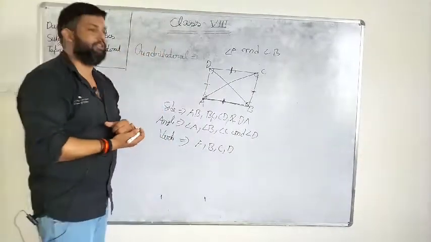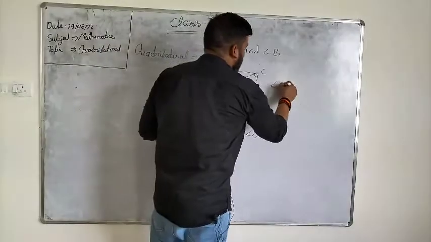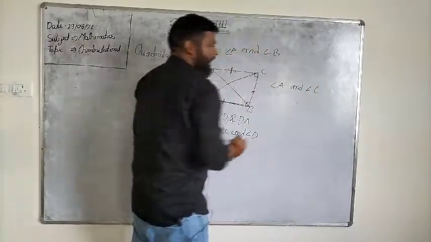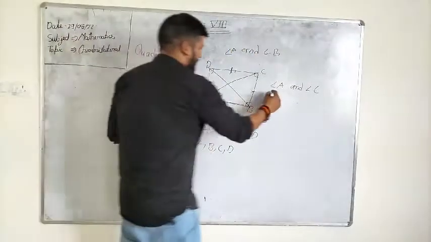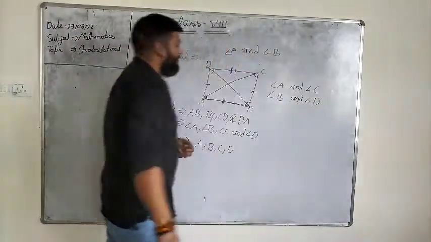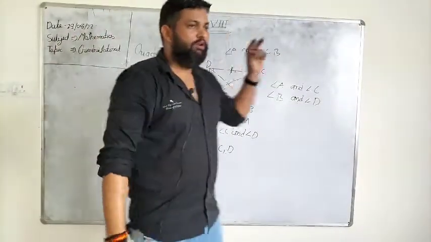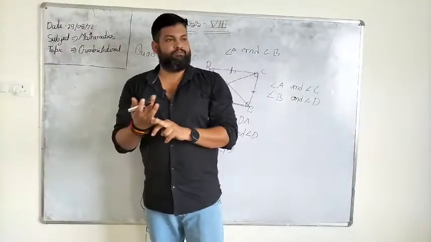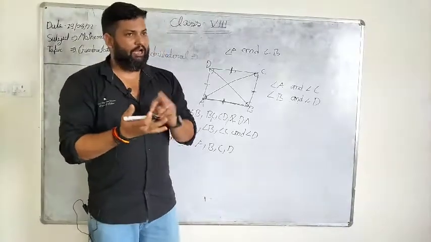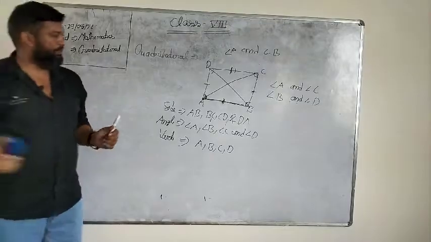And what is the opposite angle? Angle A and angle C are the opposite angles. Angle B and angle D are the opposite angles. Is that clear? So now adjacent side, adjacent angle, opposite side, opposite angle. Next, there is the property of quadrilateral.